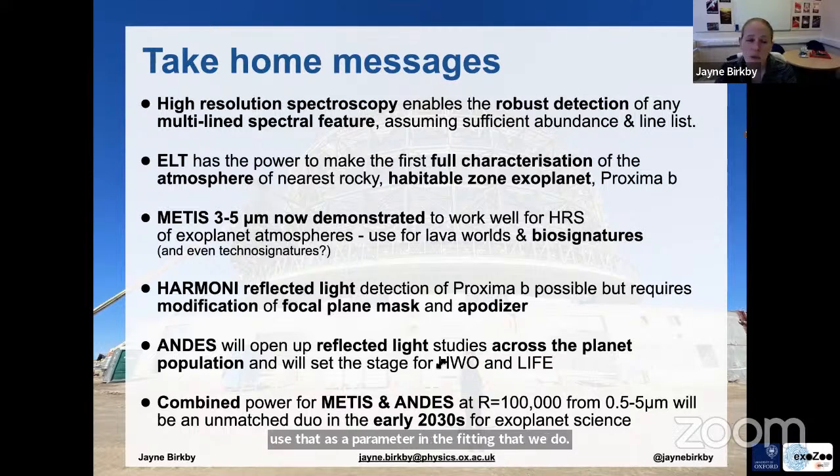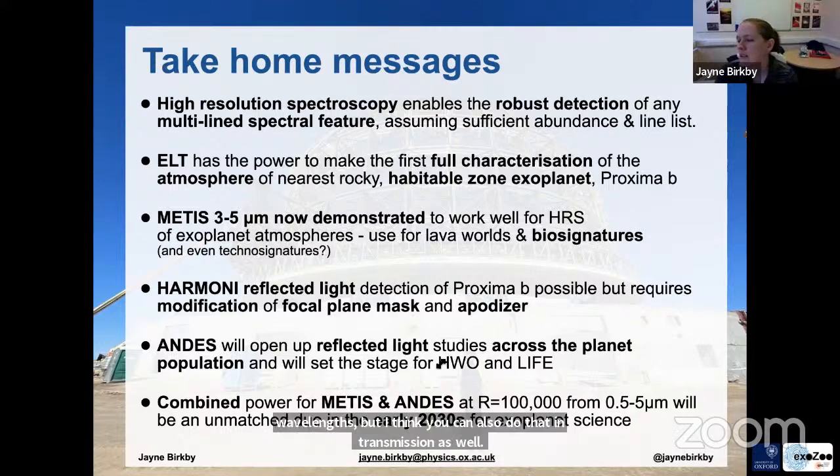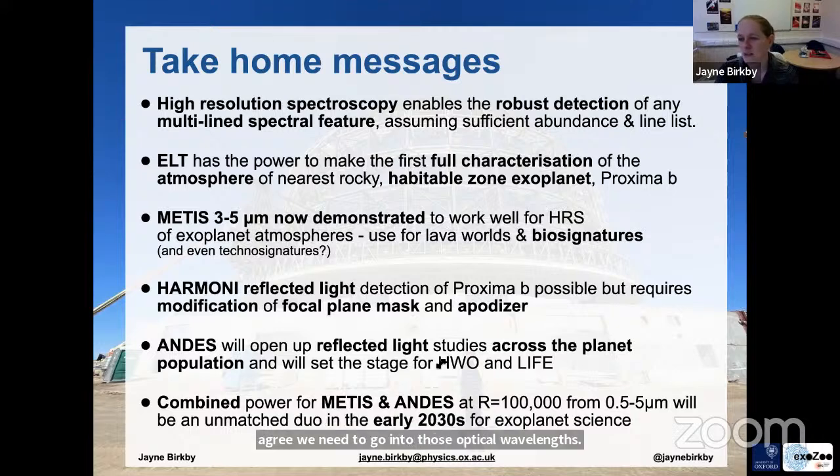So that would be the optical wavelengths, but I think you can also do that in transmission as well. But yes, I agree. We need to go into those optical wavelengths at all resolutions to really understand what the clouds are doing. With the high res, you're limited to between about 0.35 and 5 microns. That's the range that we can do. After about 5 microns, I think the background gets too high.